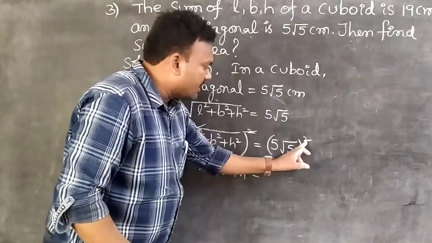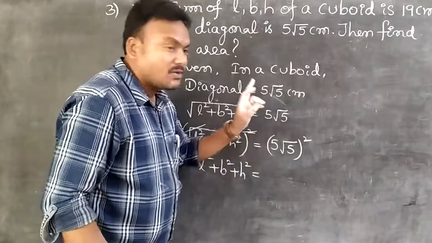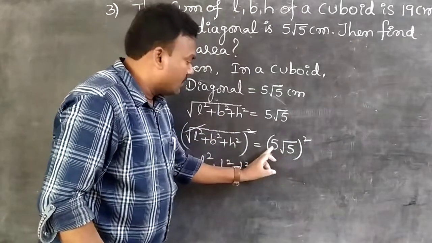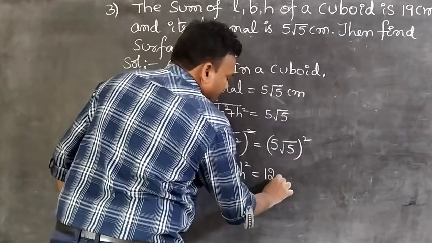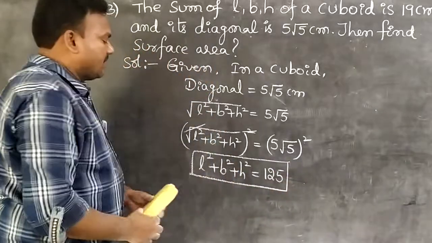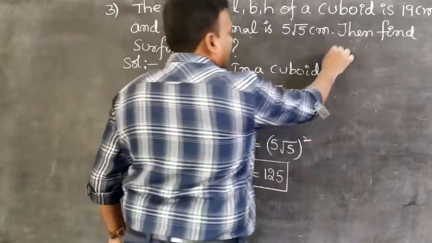Here the square distributes over both numbers. So 5 square value is 25. Root 5 whole square means the square root gets cancelled, only 5. 25 fives are 125. So we get one value, that is L square plus B square plus H square equal to 125, students.